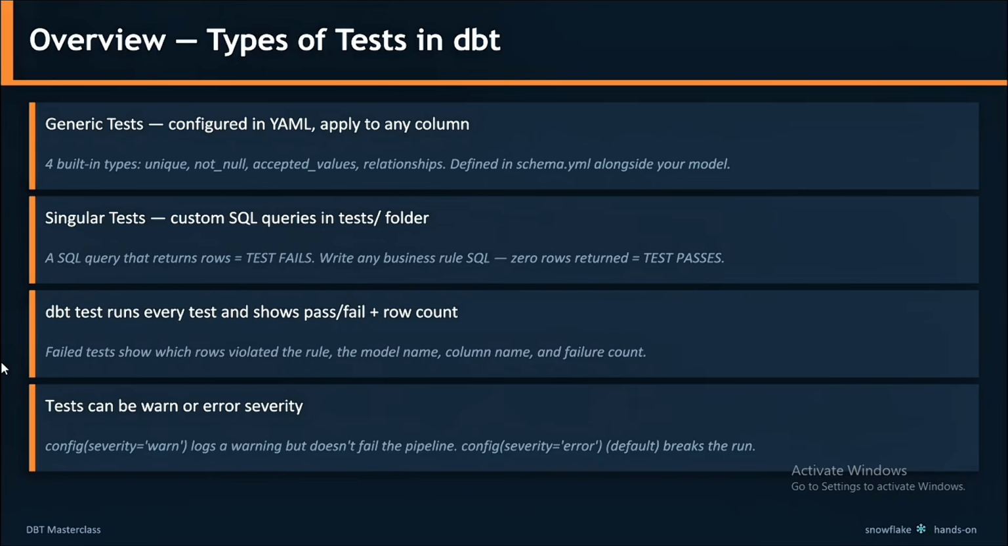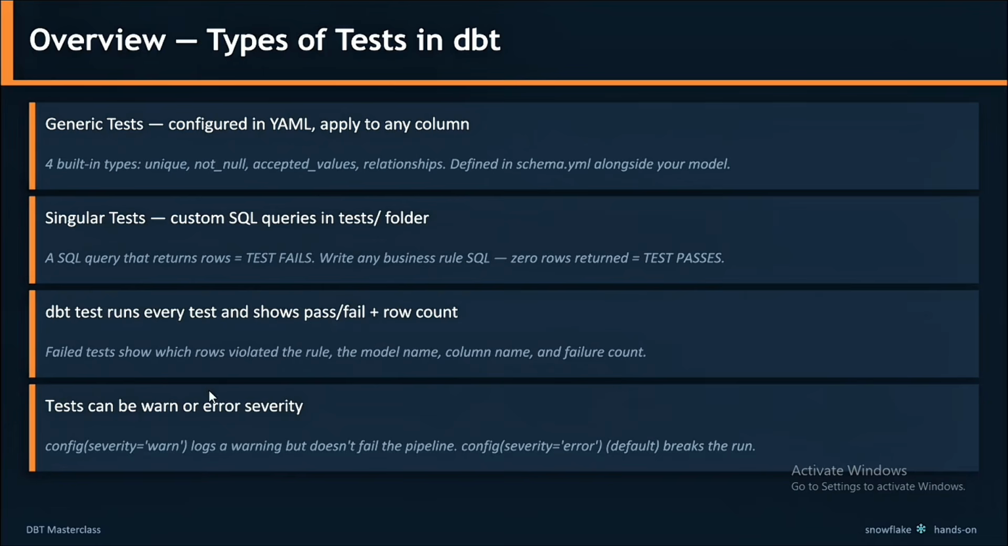Third point I have mentioned, dbt test executes all tests, both generic and singular, against your Snowflake models. The output shows you a clear pass or fail for each test, with the model name, column name, and number of failing rows. If any test fails, DBT exits with a non-zero status code, important for CI/CD pipelines as it will break your GitHub Actions workflow if data quality degrades.